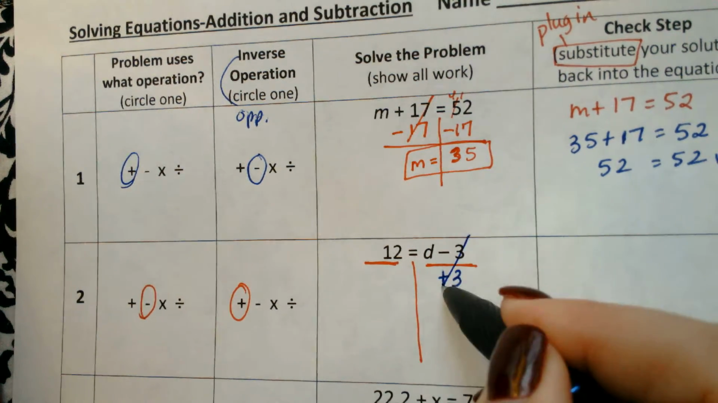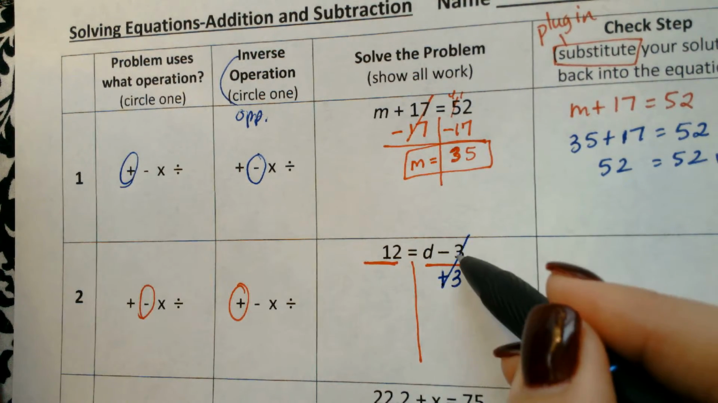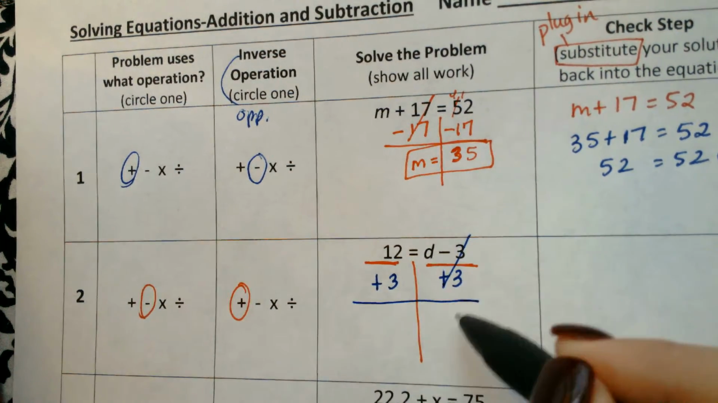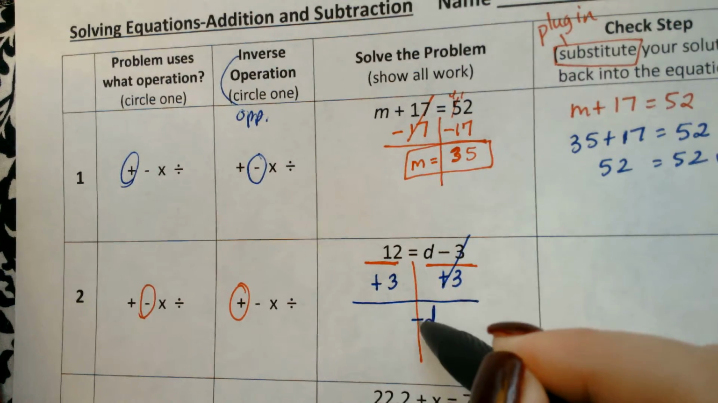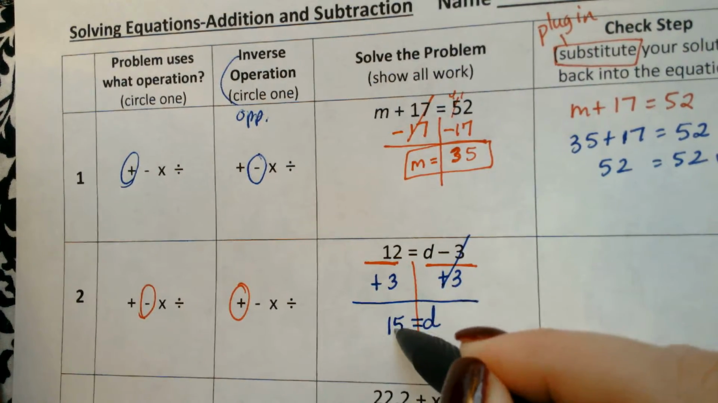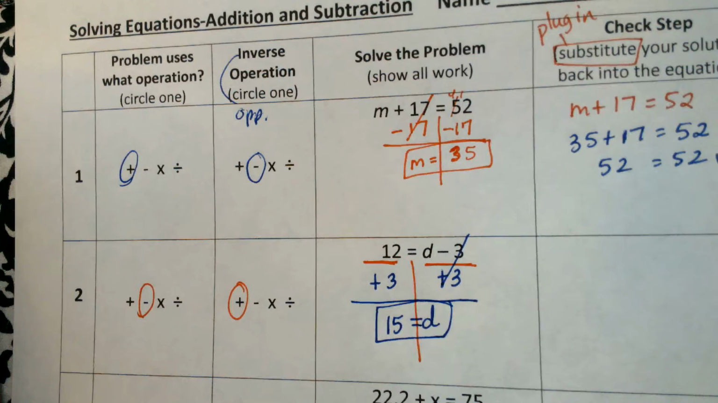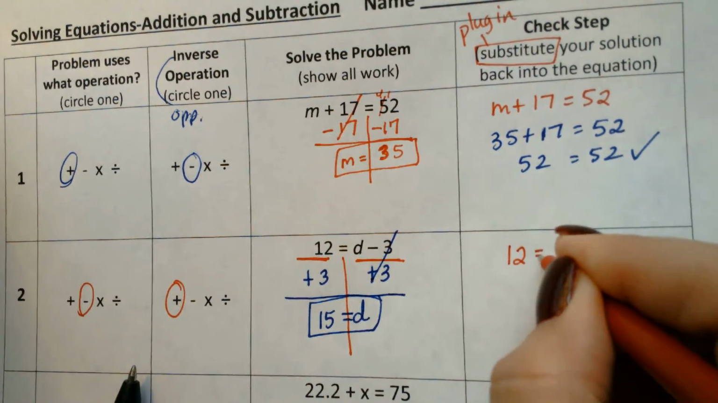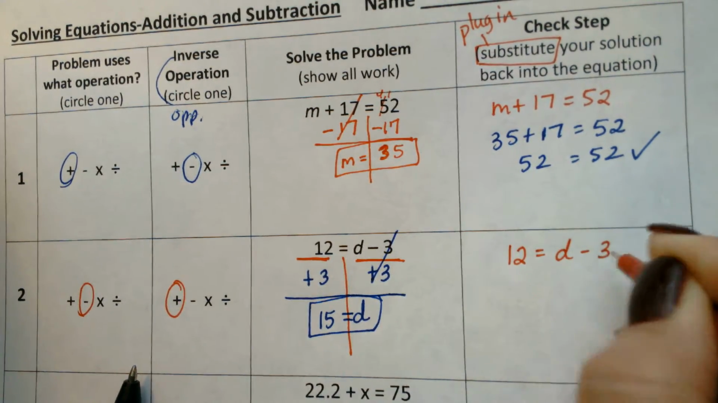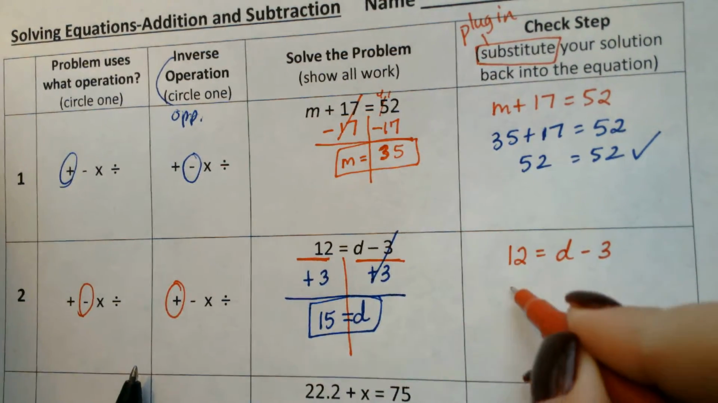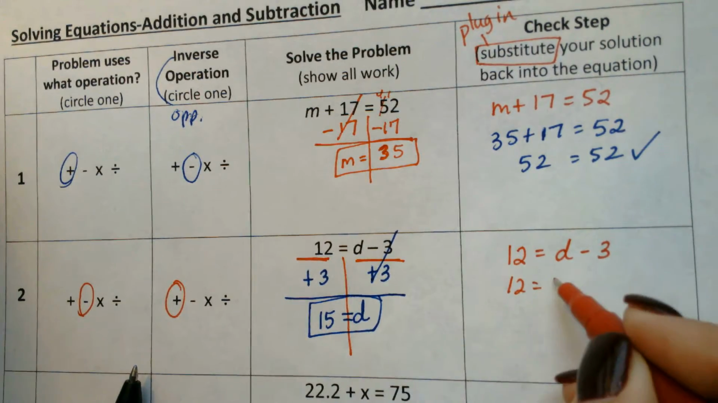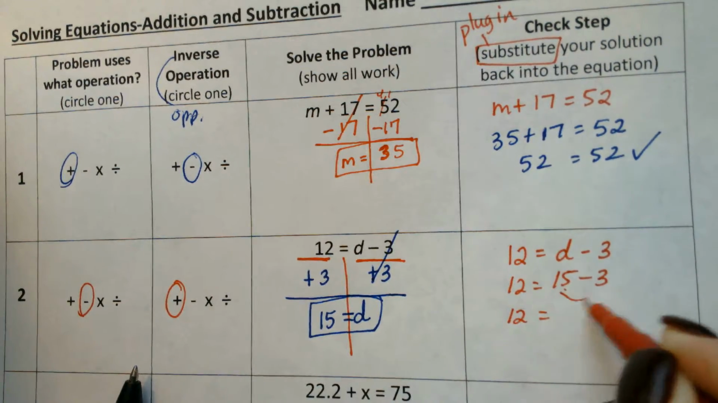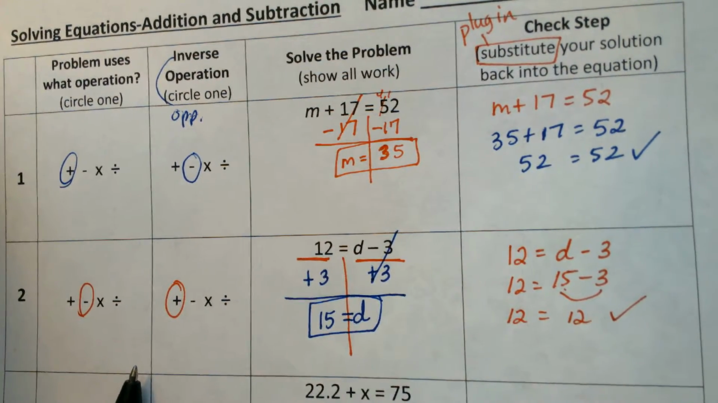Minus 3 and positive 3 is going to give me 0. If I add 3 over here, then I must do it to the left side. So 12 plus 3, so now what do we have left? We have D equals 12 plus 3 is 15. So my answer should be 15. Let's do our check. Let's write our equation. 12 equals D minus 3. Okay, so 12 equals, plug in the 15, 15 minus 3. Does 12 equal 15 minus 3? Well, 15 minus 3 is 12, so it checks out.